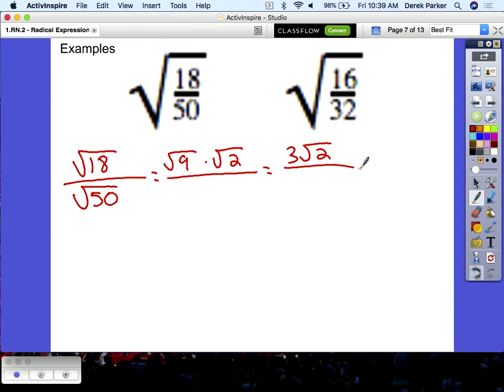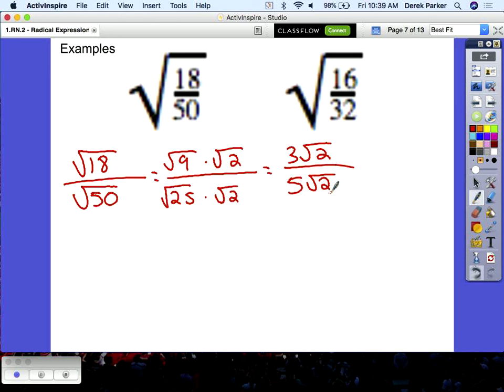The biggest perfect square, that's the main goal. You want to find the biggest perfect square that goes into 50. The biggest perfect square here is 25. So I rewrite that as the square root of 25 times the square root of 2. Square root of 25 can be simplified, and that becomes 5. The square root of 2 is not. Now here's the problem.